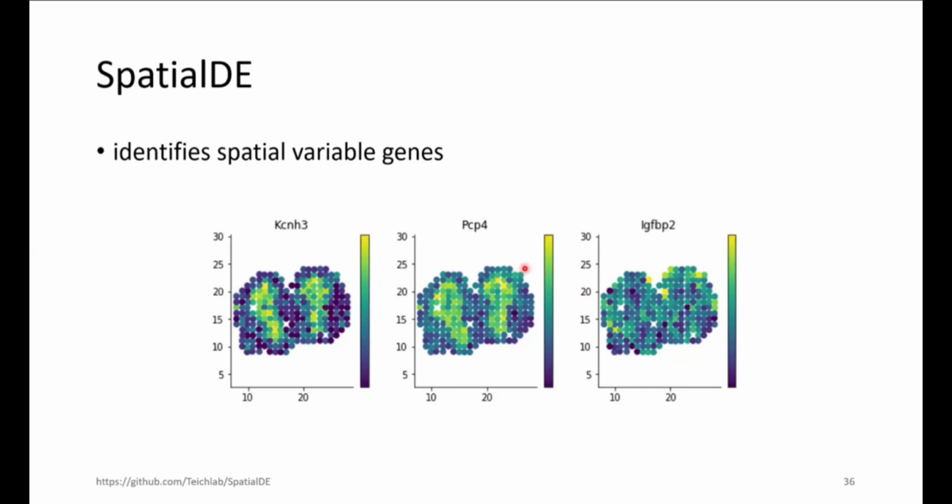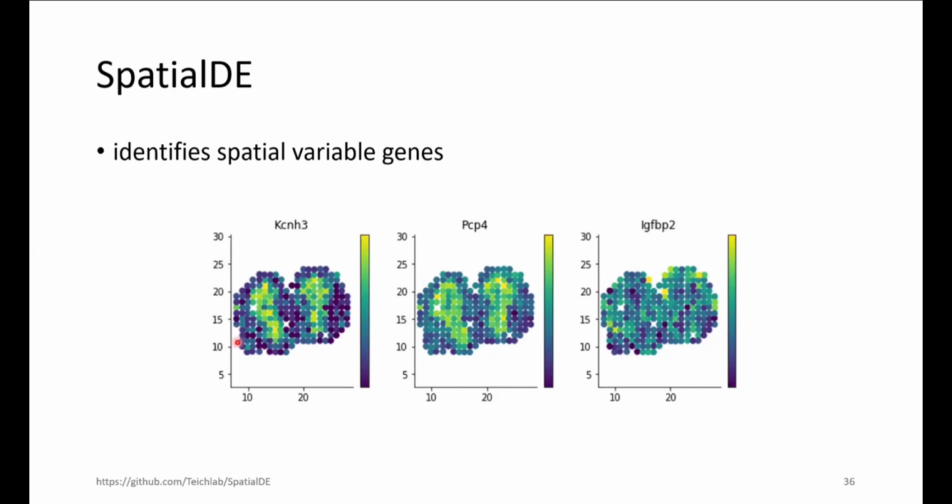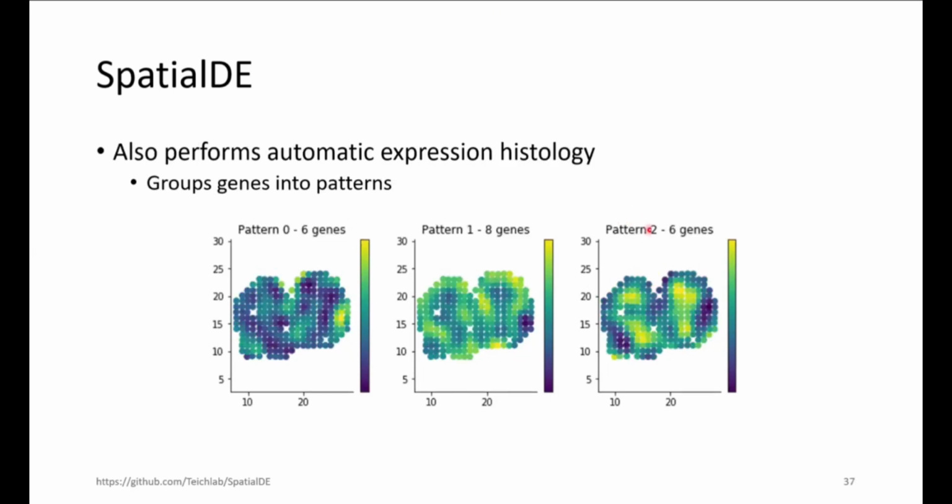on top is it allows you to identify patterns and to group genes into patterns. So, for instance, I think those two genes that we see here, which are expressed inside, would be part of this pattern called here pattern 2, which is comprised of 6 genes. Yeah, Spatial DE allows you to identify spatially variable genes and to group them into patterns. That's it about visualizing genes in space. What else can we do?